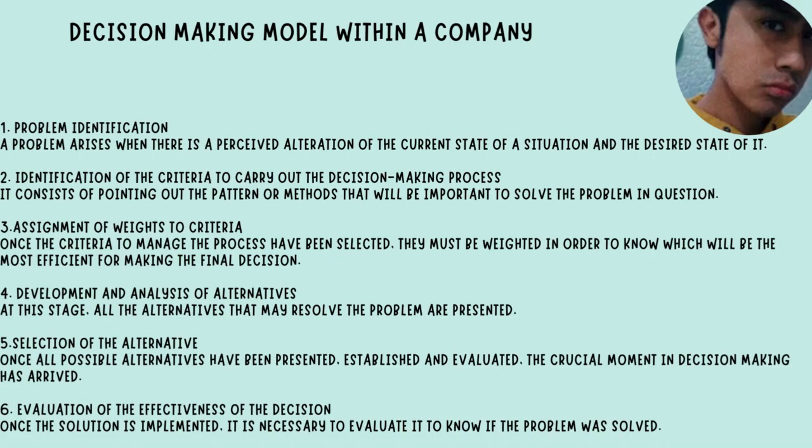Point 5 is selection of the alternative. Once all possible alternatives have been presented, established and evaluated, comes the crucial moment in decision making: arriving at the choice. And finally, point 6 is evaluation of the effectiveness of the decision. Once the solution is implemented, it is necessary to evaluate to what extent the problem was solved.